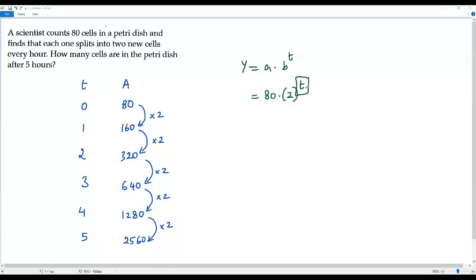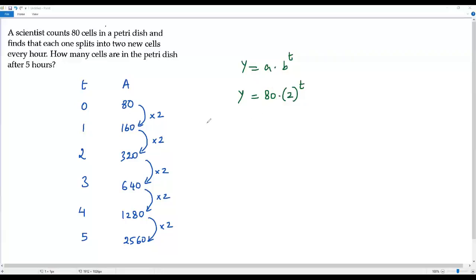Here the unit of this time t is hours, because in the question we have the time in hours. For example, if I plug in t equal to 0, then the value of y will be the number of cells at the initial stage. So if I plug in t equal to 0, what will happen? I have 2 to the power 0. 2 to the power 0 is 1. 1 times 80 is 80.